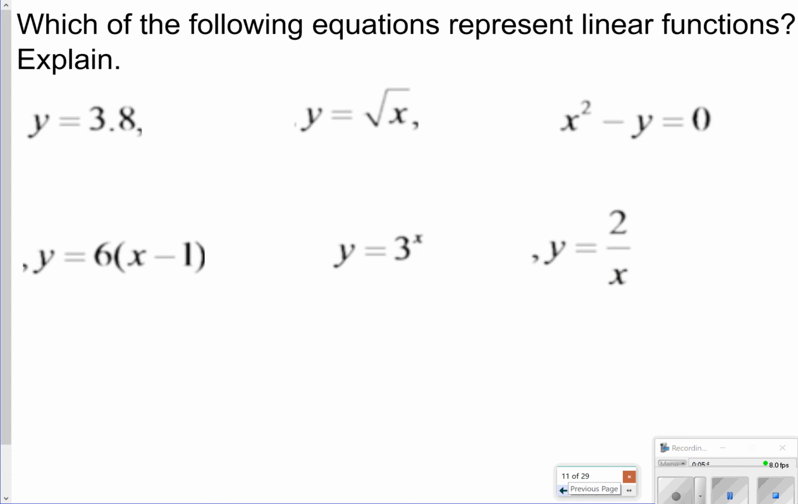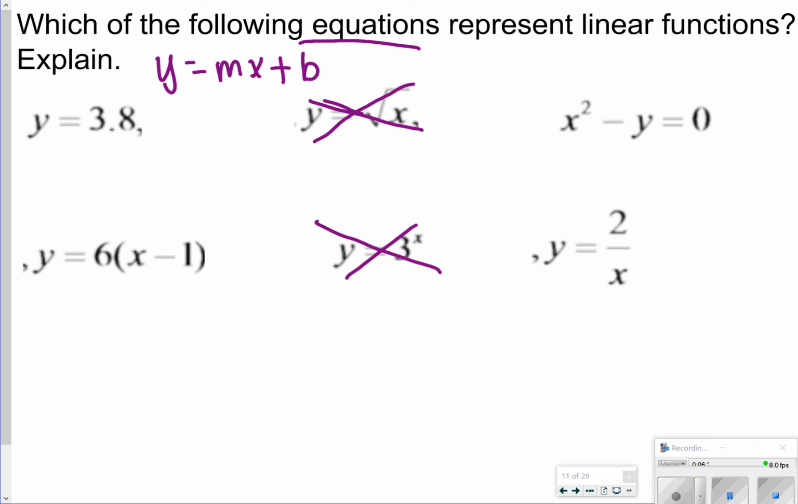The next part we're going to look at is representing the following equations as linear functions. And remember, a linear equation has to be written in the form of y is equal to mx plus b, where m and b are constants. Okay? So right off the bat, you should be able to say that this one is not a linear function, and neither is this one down here because they have exponents and square roots.